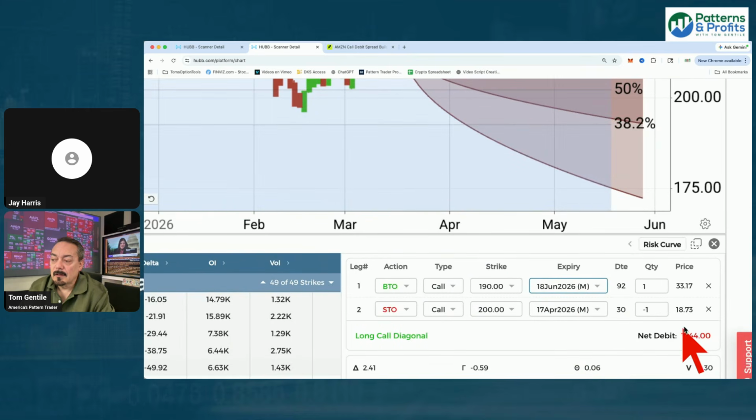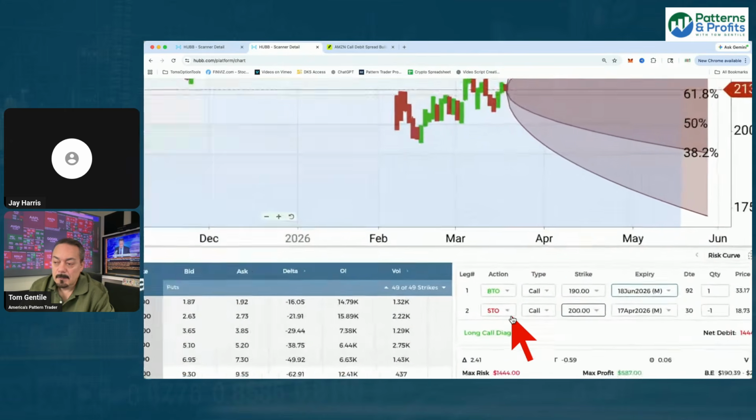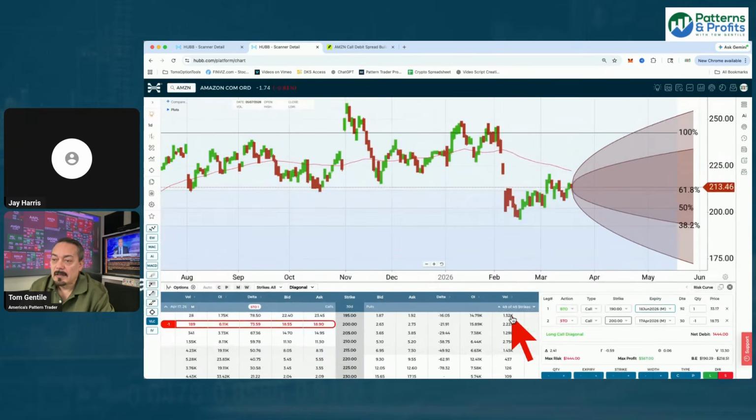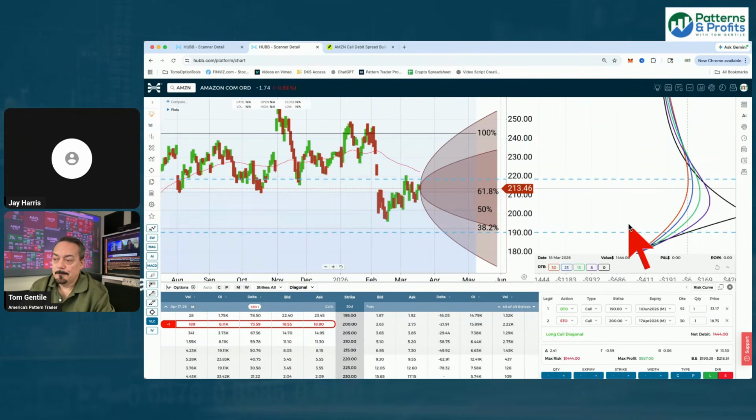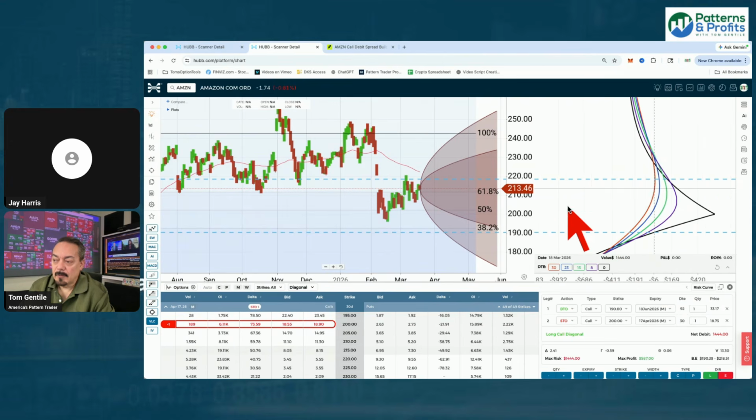It's going to be a bit of a lopsided trade because you're paying $33.17 for the June expiration, and you're paying $33 for 92 days of expiration on the 190 calls. You're selling for 18.73, but that's only 30 days on something that's closer to the money, right? So that's a way of putting together this trade as well. What's it going to look like on a risk curve? It's going to look a little weird. See? It's almost going to look like a butterfly. And the reason why it looks like this is because it's not a vertical spread. It's diagonal. It's more time-based on this trade.